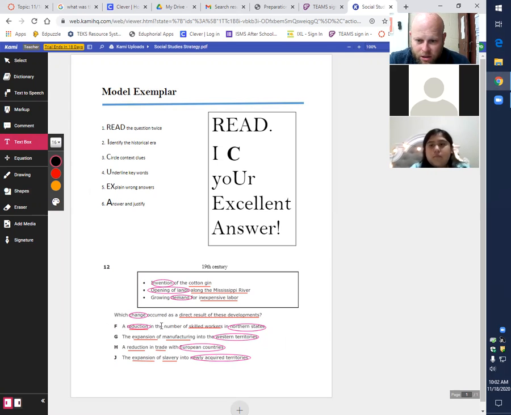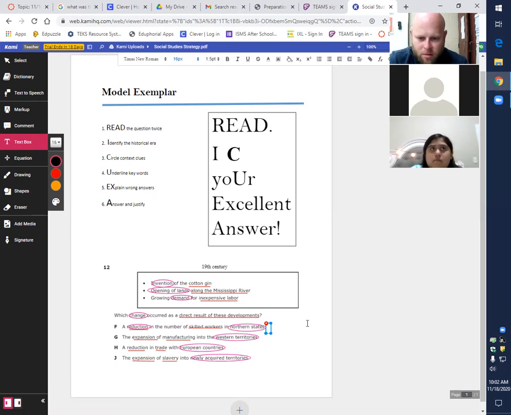F, a reduction in the number of skilled workers in northern states. Northern states, I'm just going to put NS for short for northern states. They're not in the Mississippi area, right? Because they're in the north.